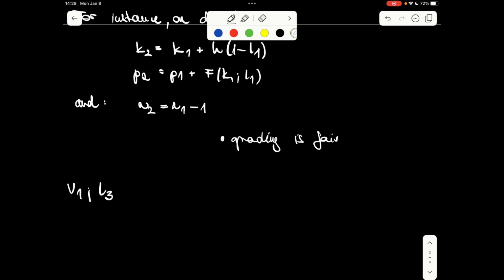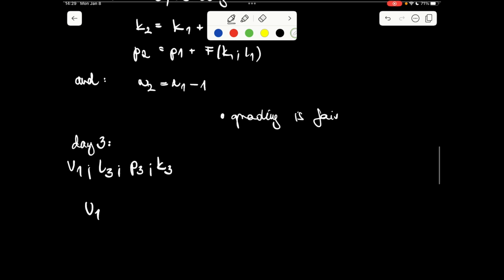So in the morning of day 3, this is the day of submission, we have the value function V1 and the decision L3. And initial value for the day is P3, and we have K3 as the endogenous state. Okay, so this is the value function of day 3. We are in the morning. 1 day to go, because we are in the morning again, so the student can devote her whole day to working on her homework. So we are going to maximize in terms of time allocation this function.